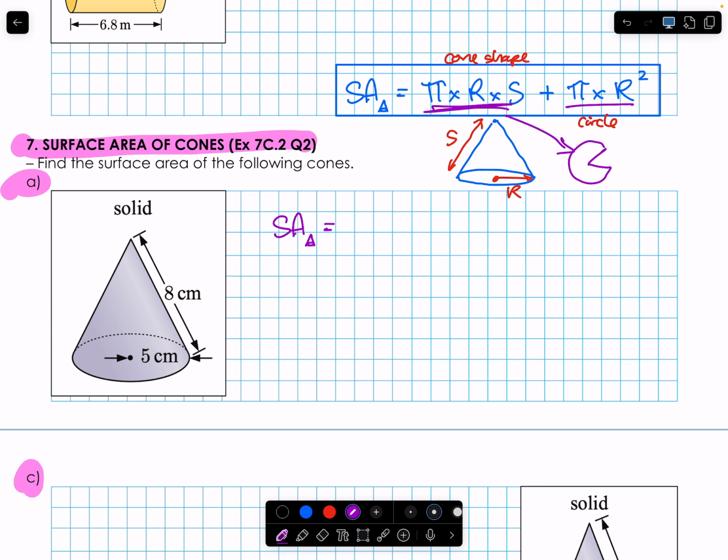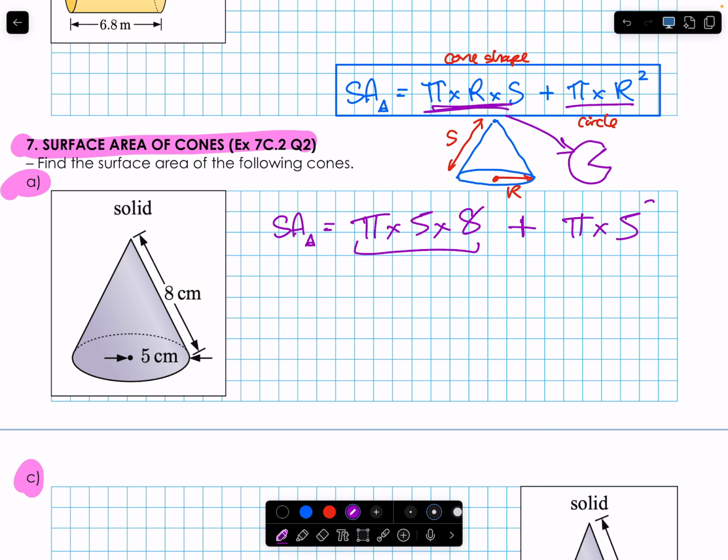All right, how do I find the surface area of this one? Pi times by, what's the radius of this cone? 5 times by, what's the S? What's the slanted side? 8. And then you're going to work that out first. And then you're going to add pi times by. You told me the radius was 5 again.